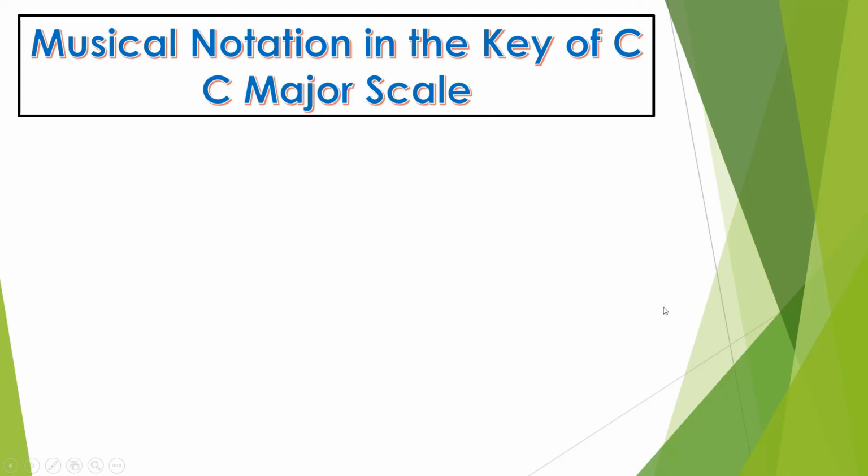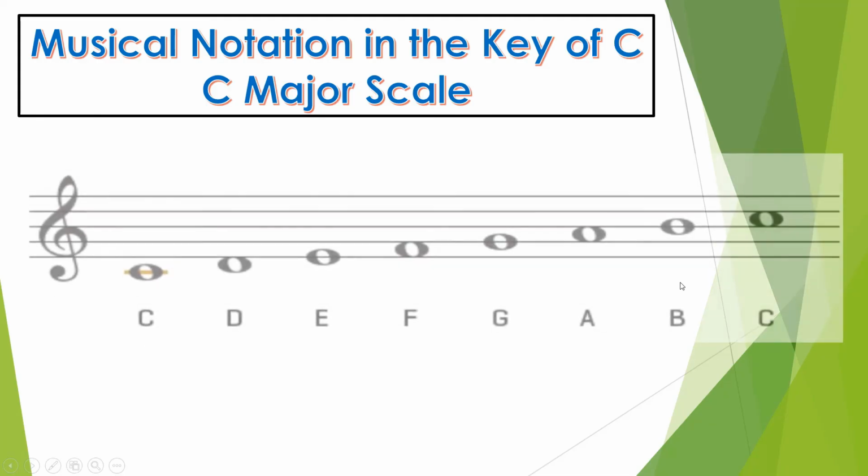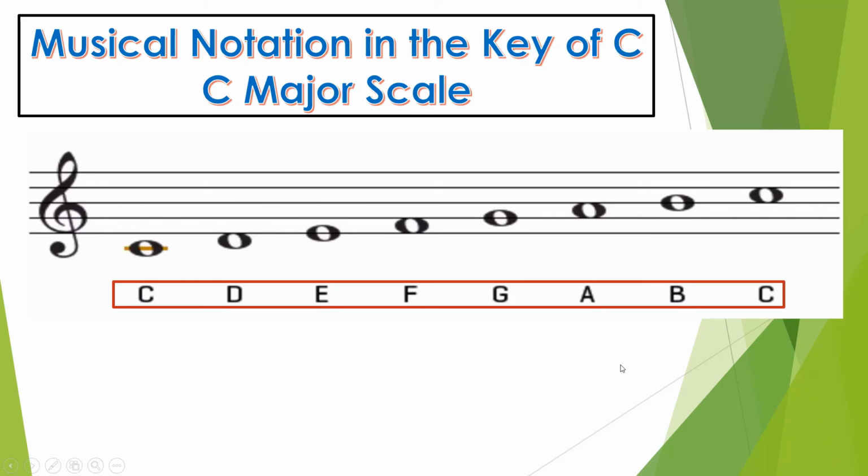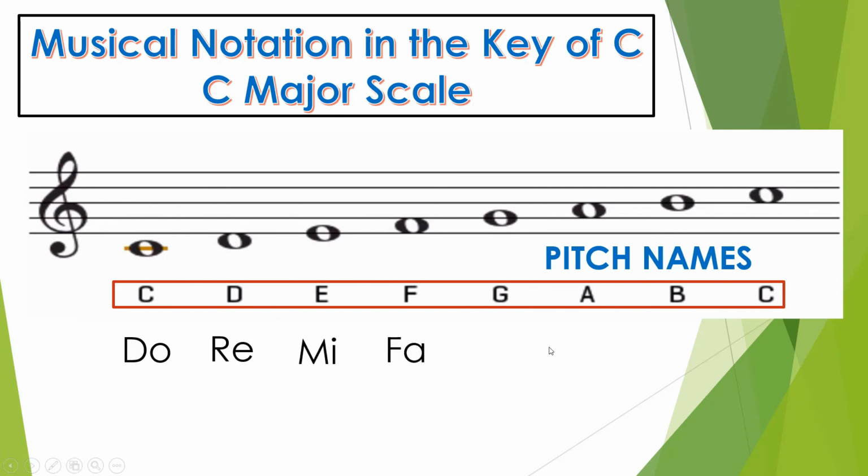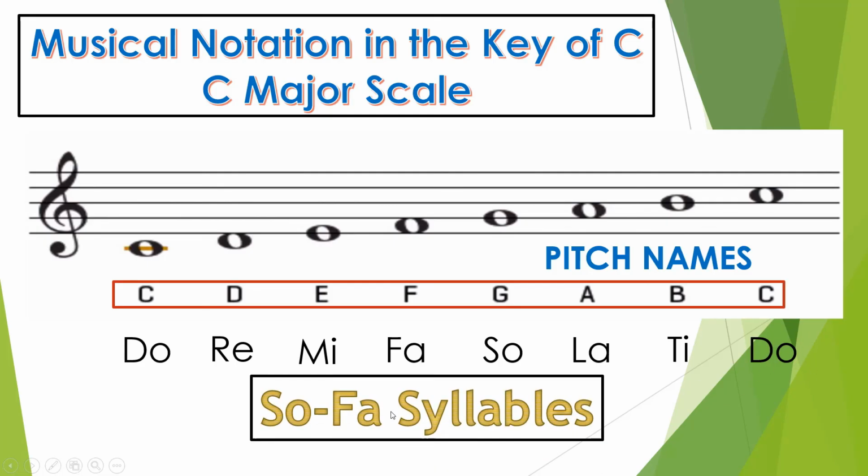So musical notes in the key of C, the C major scale. In a C major scale, we have the pitch name C, and we have Do, Re, Mi, Fa, So, La, Ti, and Do. This is a lower Do and this is a higher Do. This is what we call the Sol-fa syllables.